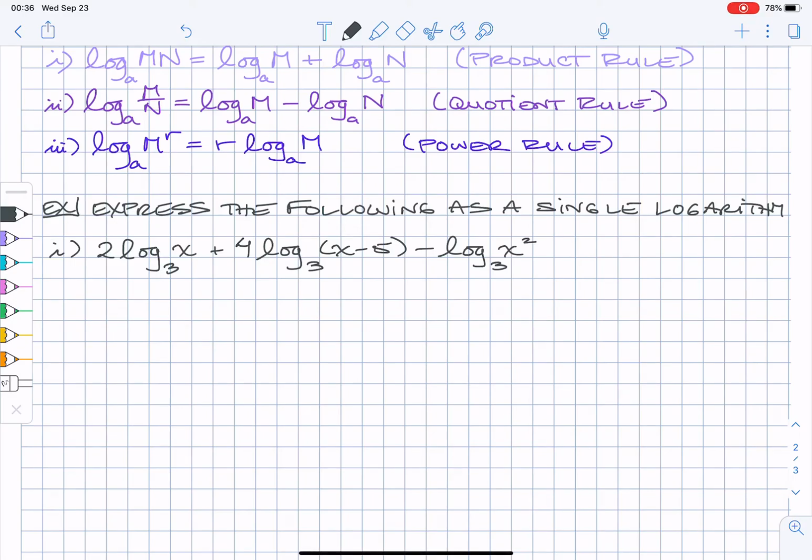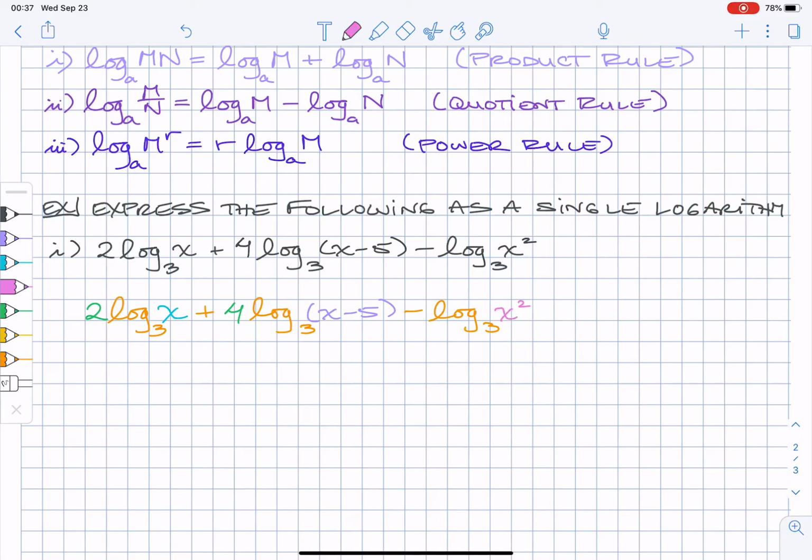Okay, so there's a few things going on here. So I'm going to color code. This is 2 times log base 3 of x, plus 4 times log base 3 of the quantity x minus 5, then minus log base 3 of x squared.